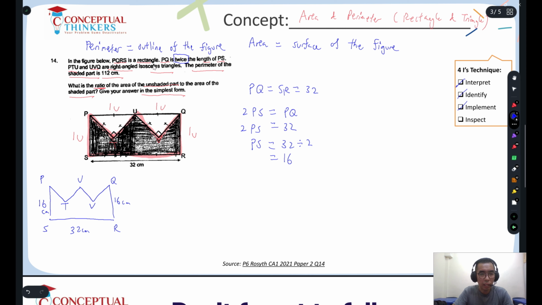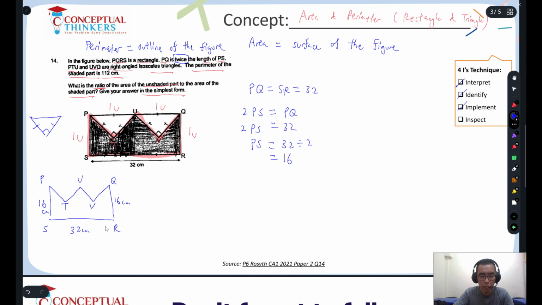Since it's an isosceles triangle, the property of an isosceles triangle is that two sides are equal. In this case, this is a right angle, so these two sides have to be equal. Once we have the side of the triangle, and these two sides are perpendicular to each other, we can use the area of triangle formula to calculate the area of PTU and also UVQ, since they are identical. So first I need to know what is PT.